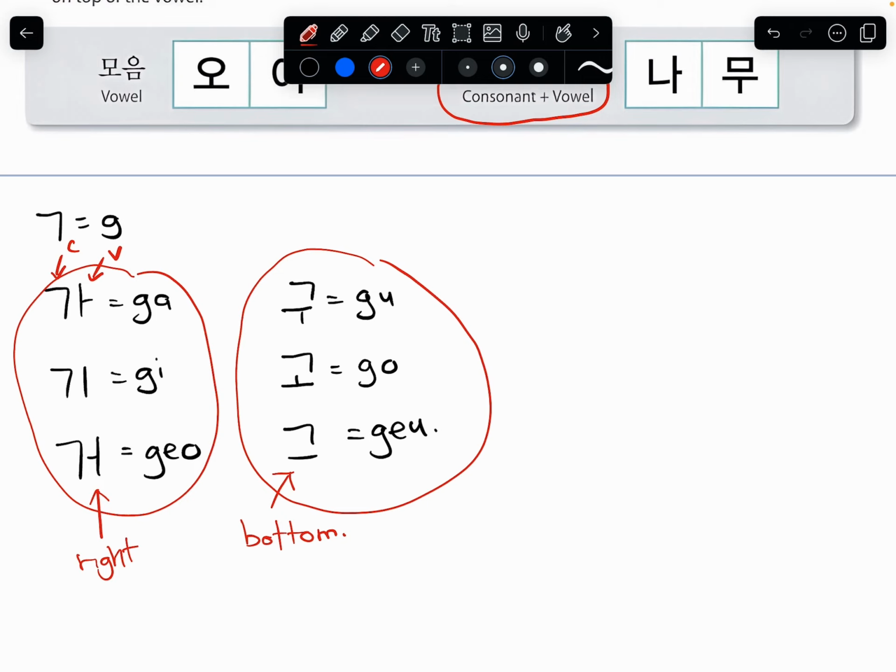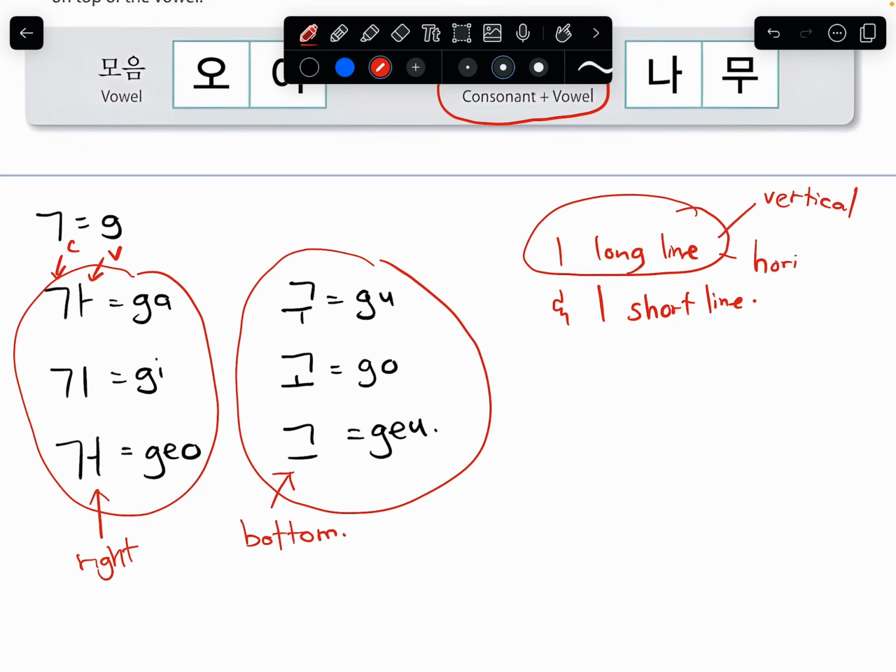So what is the rule? The rule is actually quite simple. If you can see here, there is one long line and one short line. So you always have to consider the long line, whether it is vertical or horizontal. So this one is the long one. This one is also the long one. This one is also the long one. So by Korean rule, the long one should be on the right.